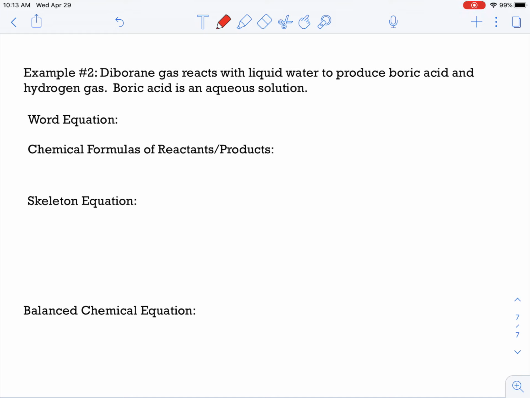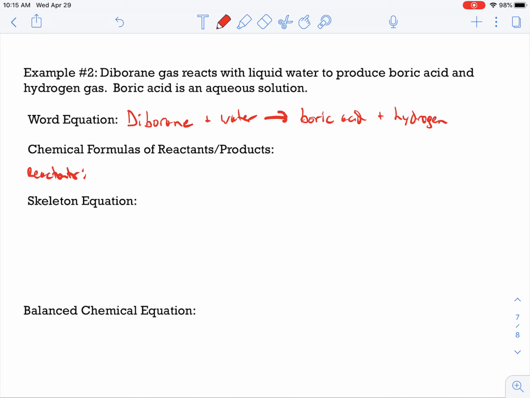So first off, our word equation, when we think about what's reacting with what and what our products are: we have diborane is going to react with water. And we know that it's going to produce boric acid and hydrogen gas. So we're thinking about the chemical formulas of each of these. Again, this is information that is going to be given to us in the problem itself.